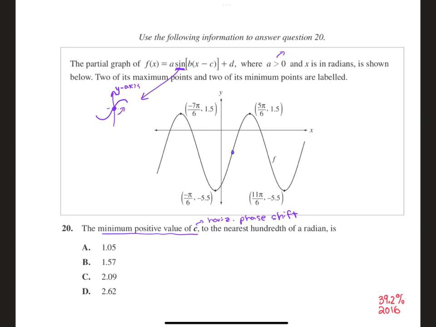So that would be right here. Say the midline somewhere in here. So we're looking for that point, how far off the y-axis it's been shifted to. So really you're talking about the x values. So we've got negative pi over 6 and 5 pi over 6. And since that defines the min and the max, the midway point should be halfway between those.